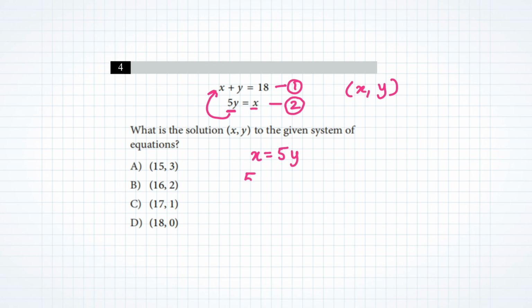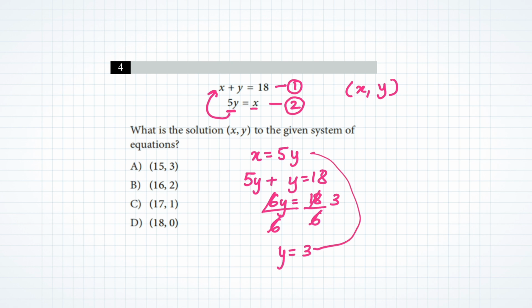That gives us 5y plus y equals 18. Combine the two y's and we get 6y equals 18. Now divide both sides by 6 and we get y equals 3. Next, plug that back into x equals 5y. That means x equals 5 times 3, which gives x equals 15. So the solution is x equals 15 and y equals 3. That's the answer, and this kind of question often appears in the SAT algebra section.